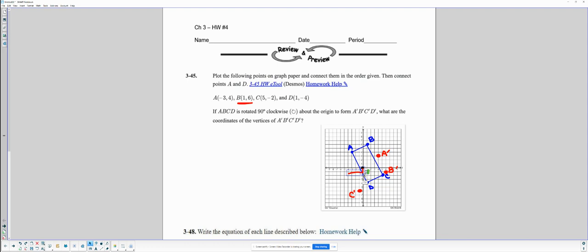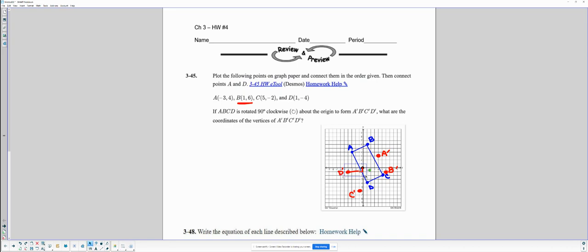So instead of the right 1 and down 4, now it's going to be, excuse me, down 1 and then to the left 4. Okay, and that's going to be my new point D. That's going to be called D prime.